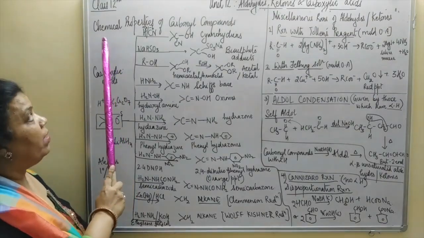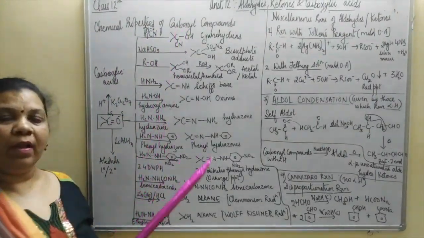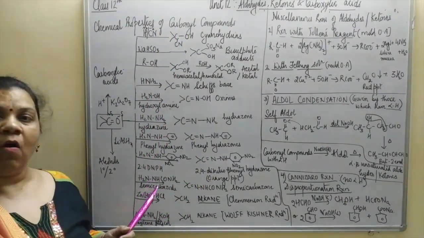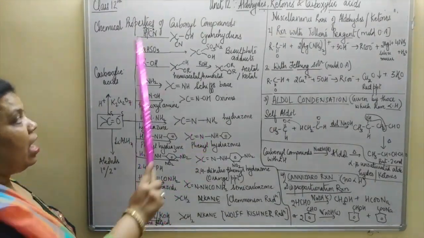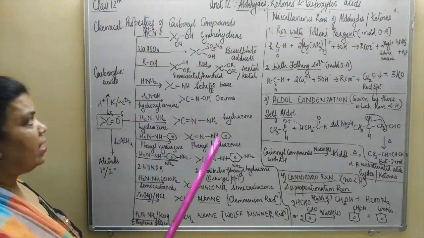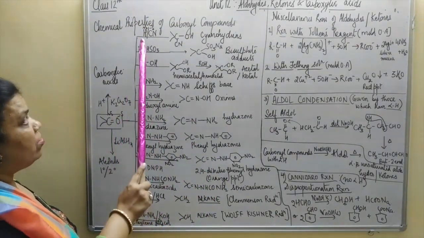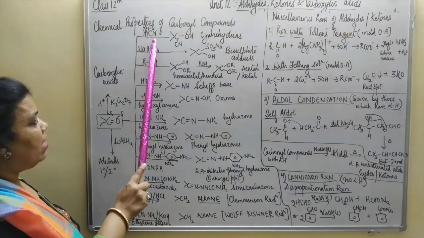Let us study the next topic, which is chemical properties of carbonyl compounds. We will see all the chemical reactions exhibited by the aldehydes and ketones in the form of a flowchart for easy memorization. So number one reaction is reaction with HCN, hydrogen cyanide.